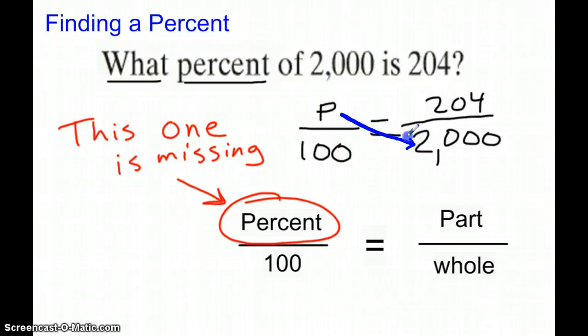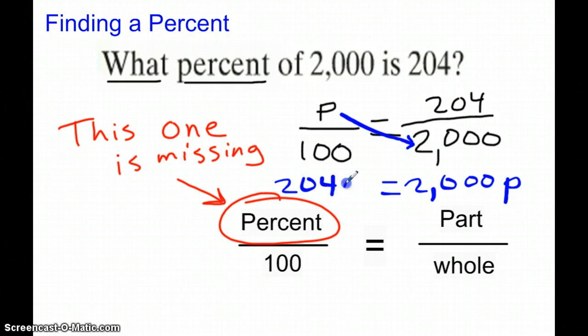In this case, we would cross multiply. So we have 2,000 P equals 204 times 100, which actually turns out to be 204, and add the 2 zeros, 20,400. Then we're dividing by 2,000 on both sides.